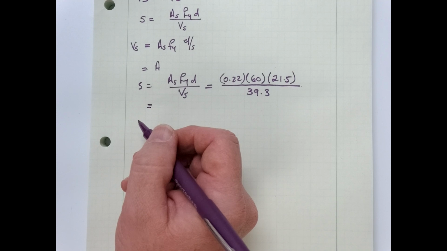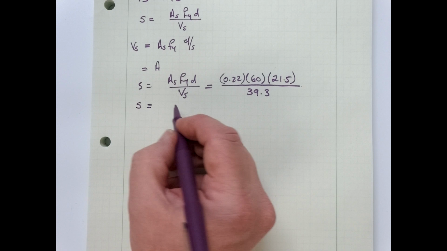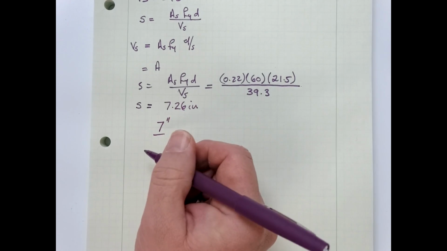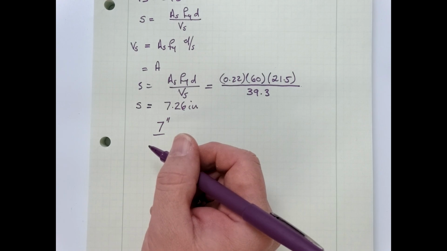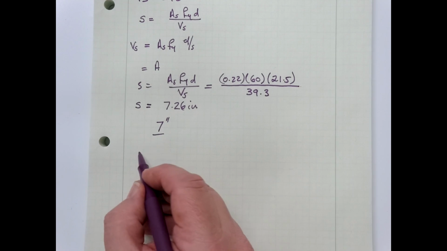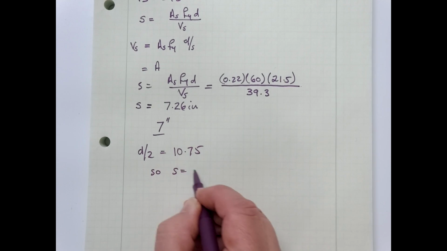Otherwise, we end up with a value for our stirrup spacing of 7.26 inches. We're going to say 7 inches, right? The people who are tying our steel are not exactly surgeons. 7.26 inches might be too much after a long day. No, they're not stupid. Just don't put them in a position where they can be made to look that way. D over 2 remains 10.75. So S is going to be 7 inches.